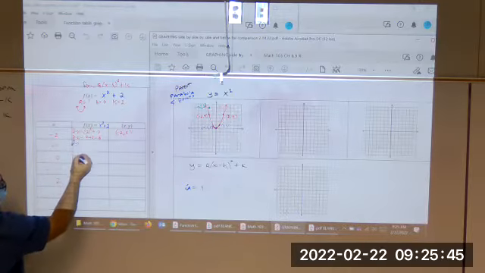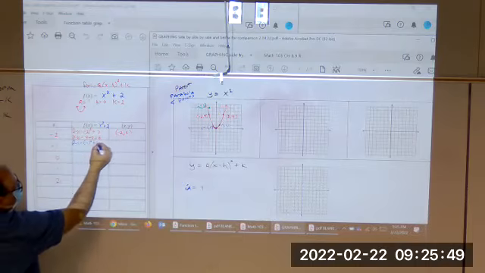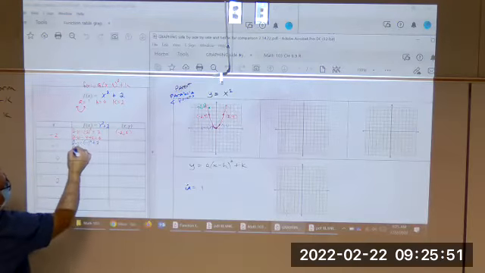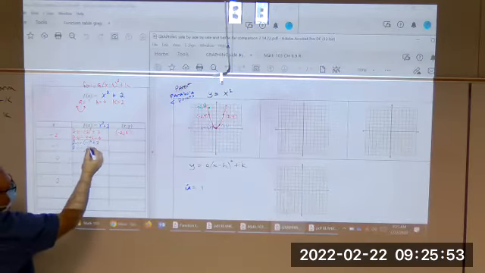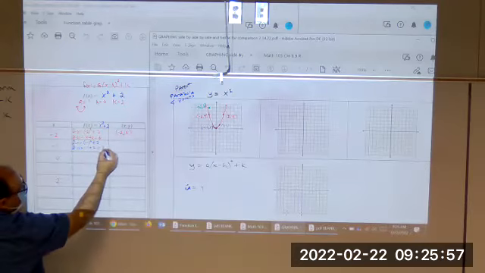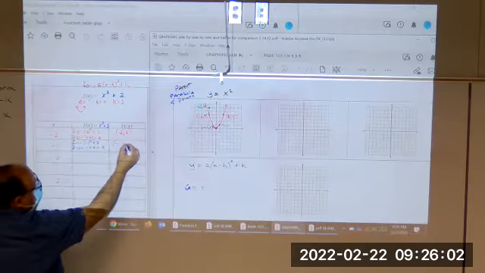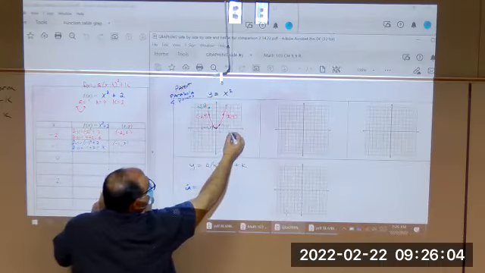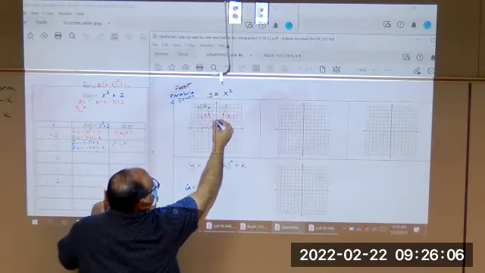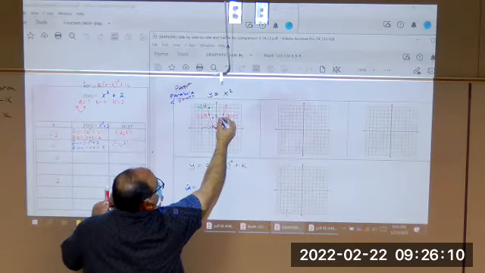-1 goes in. We're going to square it, and then we add 2. The f of -1 is +1 plus 2. 1 plus 2 gives me 3. So when x is -1, we get a 3. -1 went in, we got a 3 out.